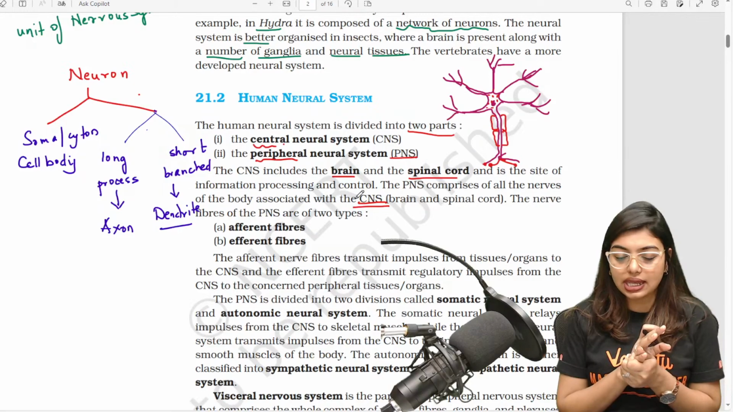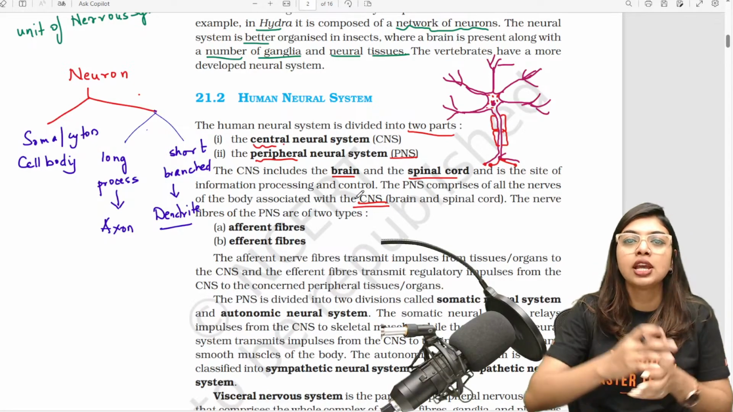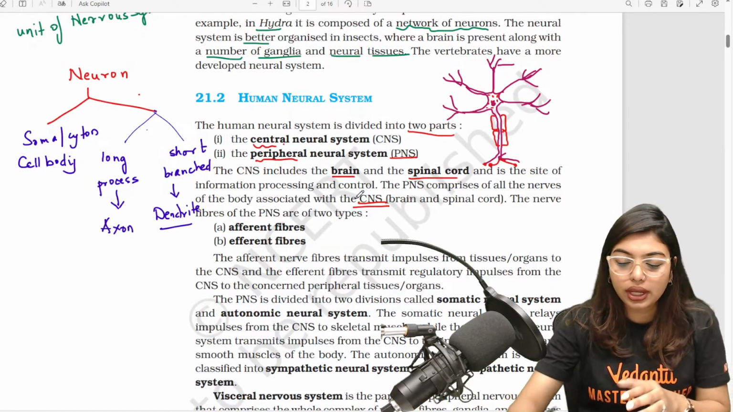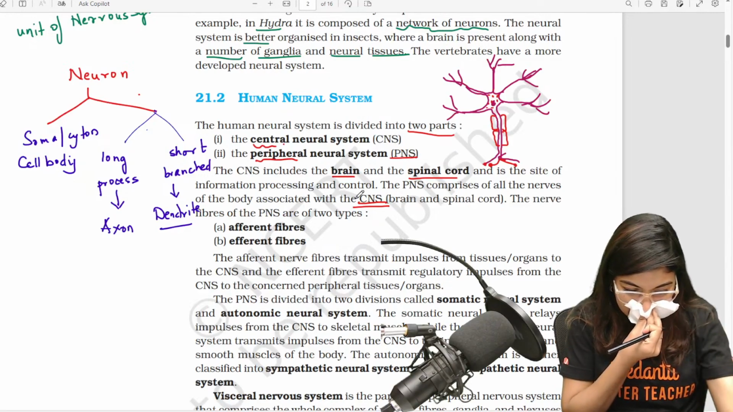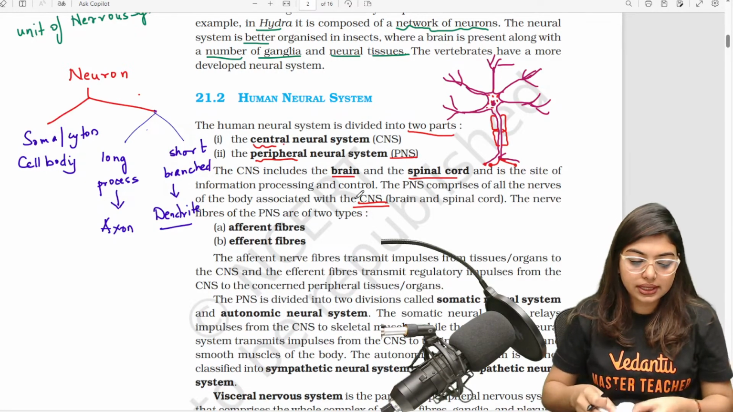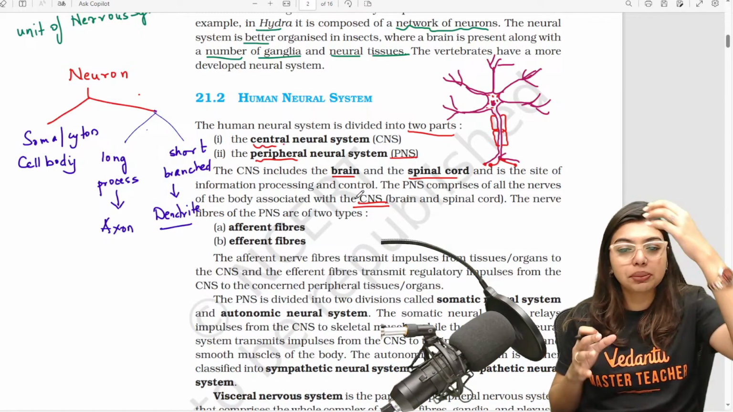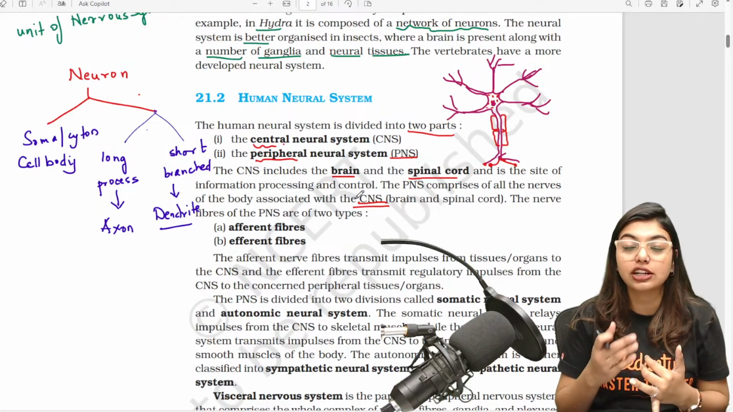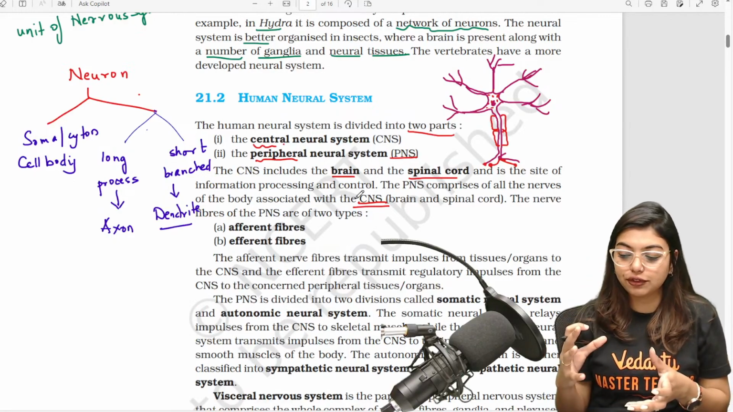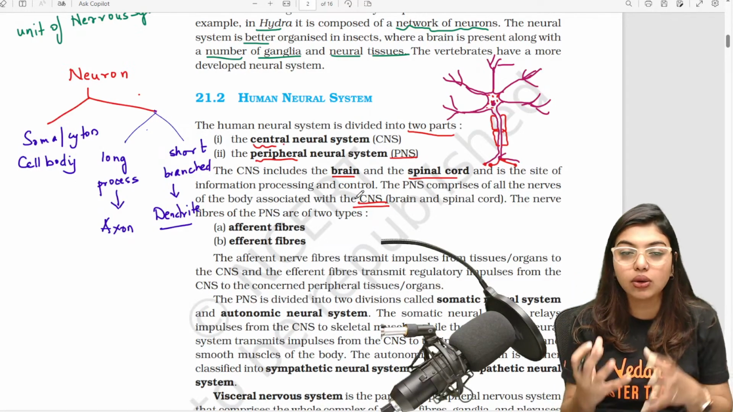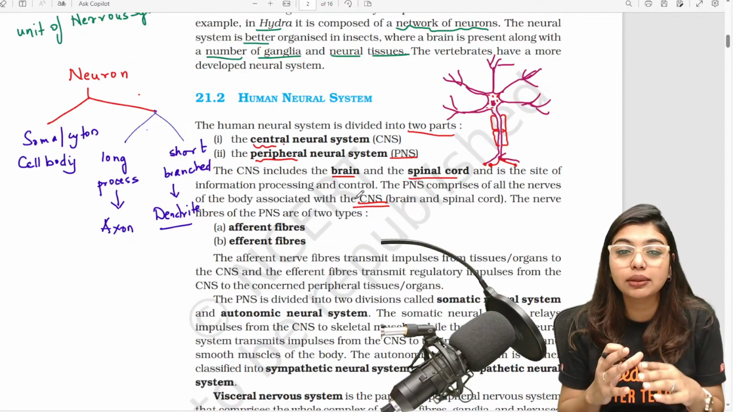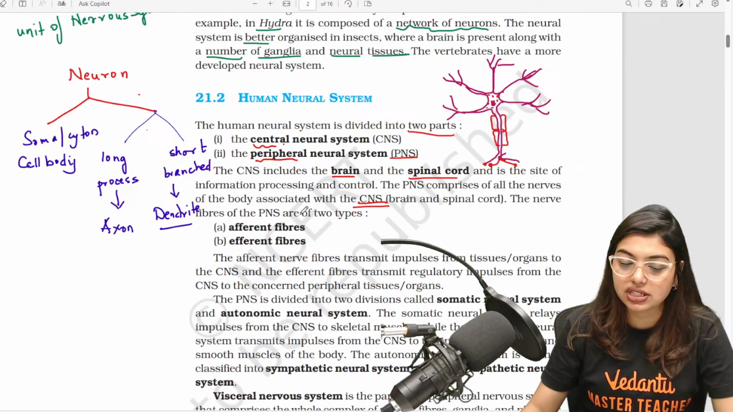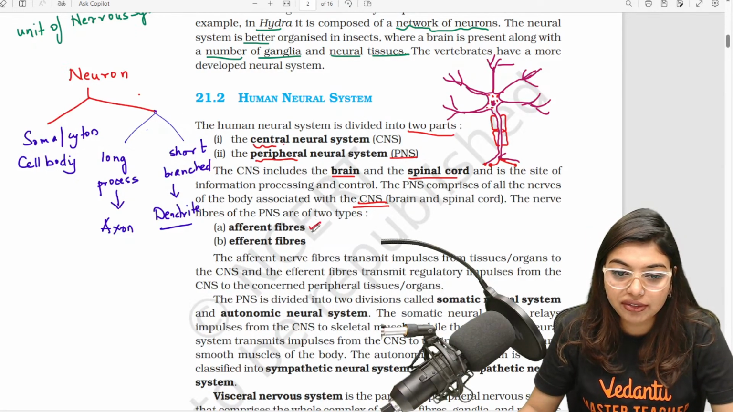Now students, what is CNS? CNS is the central nervous system. That means your brain and spinal cord is going to fall under your central nervous system. Yes or no? Now the CNS includes the brain, and what is going to happen in the CNS? It's a site of information, processing, and control. All the information about how I am going to react now, what I'm going to do further, everything depends on the central nervous system. So brain and the spinal cord. Now you have peripheral nervous system. The PNS has two types, that is your afferent fibers and efferent fibers.